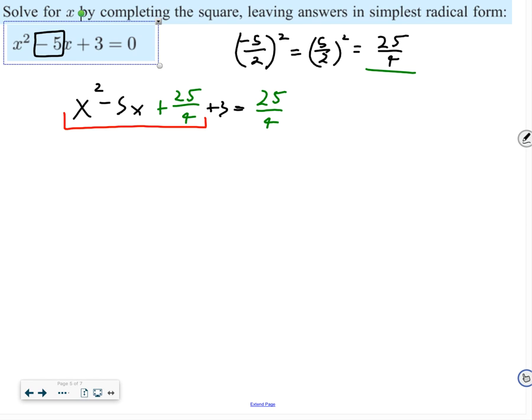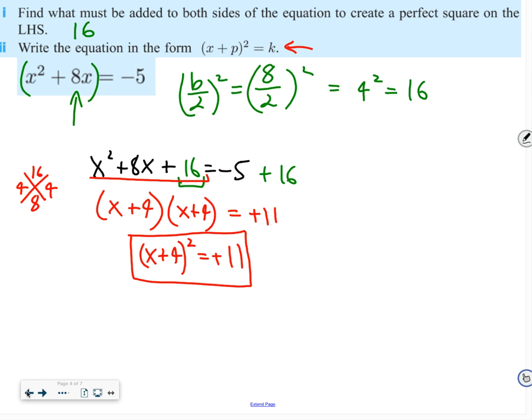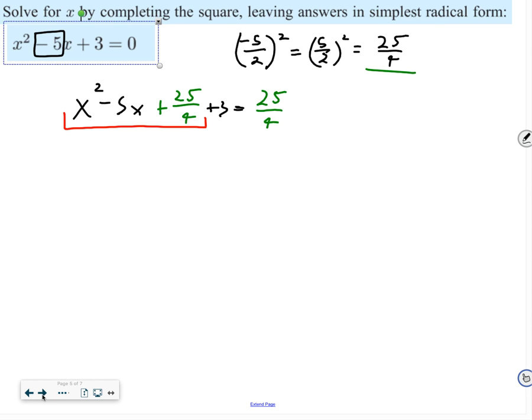Okay, well, I know my b term. If I look at this previous example, this 4 here is always just the square root of this value here. So in this example, if I take the square root of 25 over 4, that's going to be x, and because this is a minus sign here, it's going to be x minus 5 over 4, okay, and x minus 5 over 4.